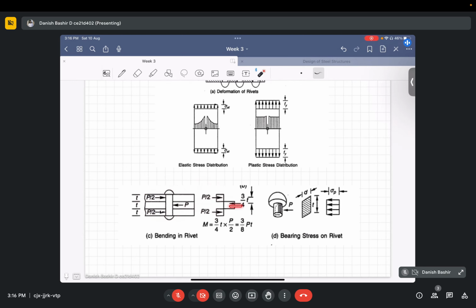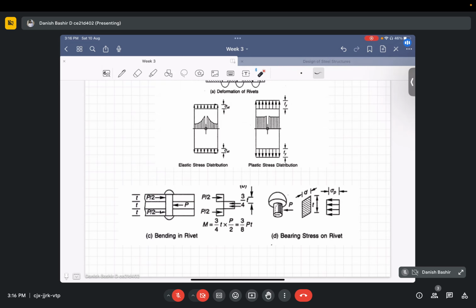We have P acting like this. So the resultant is so that actually eccentricity being 3/4 of T, okay, which is shown here, 3/4 of T. So moment will be equal to load multiplied by the lever arm, that is 3/8 of PT. So the bending moment that will act on this is 3/8 of PT.